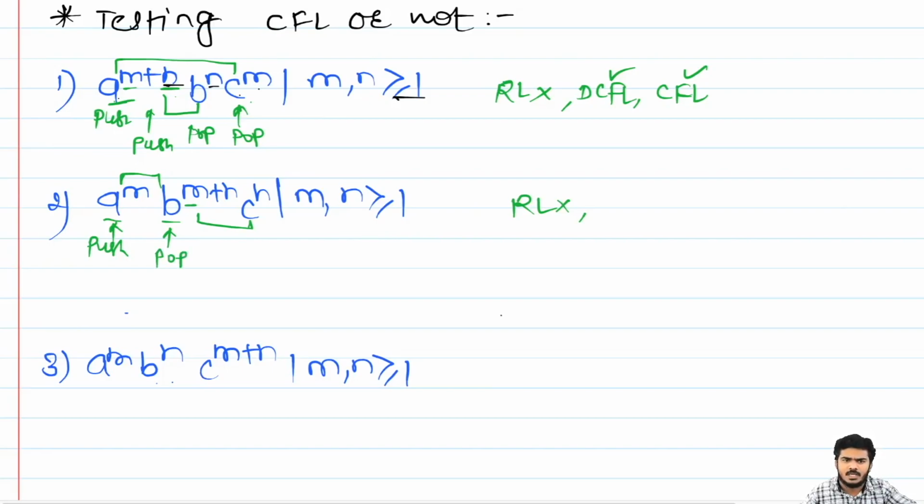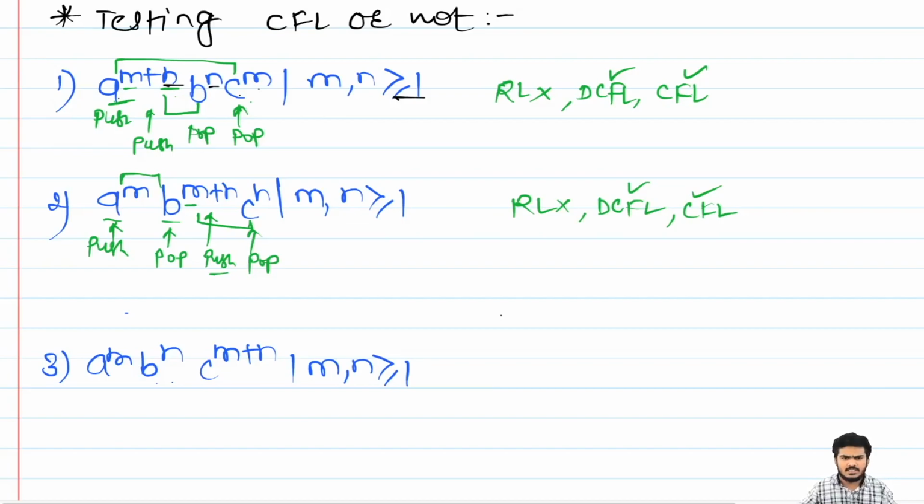And once the stack contains Z naught at the bottom, then again we will start pushing these n number of b's into the stack. Similarly, these n number of b's will be popped when c occurs. Okay, so by using a stack, we are able to design a PDA for this. So we are able to design a deterministic PDA for this. So this language is a DCFL. So whenever the language is DCFL, it is a CFL language.